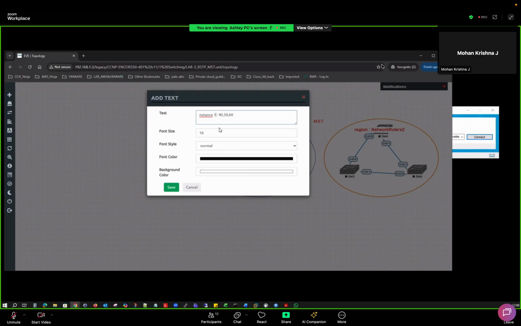Instance 2. Why? If I'm going to give instance 1, it is not going to work? No, it's not like that. See, in a single region, when you bundle multiple, then you have instance 1, instance 2, instance 3, like that, right? When it belongs to a different region, it has a different revision number, so the instance is going to start again from 1, 2. Yes or no? It is a different region, different revision number, so instances will start again from 1, 2, 3, 4, 5.